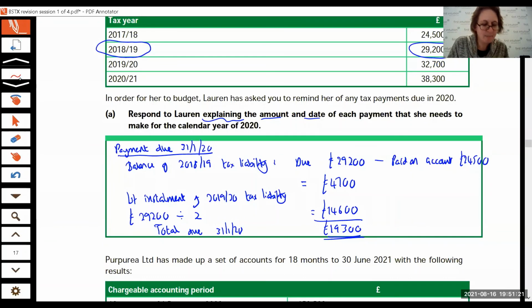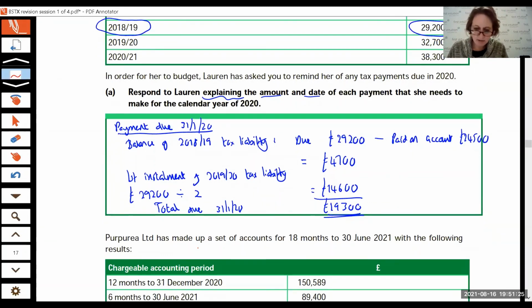It did say explain, so I'd have to add a few more words in around this, but you get the general idea. I would want to say the first instalment of 2019-20 is based on my 18-19 liability. So if I was explaining, I wouldn't just say take 29,200 divided by 2. I'd say take that liability.